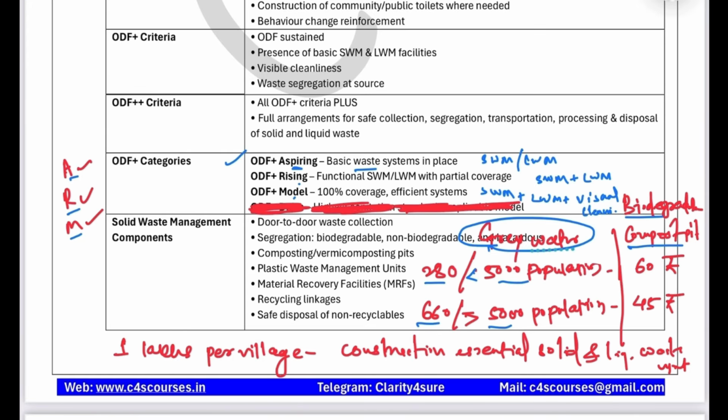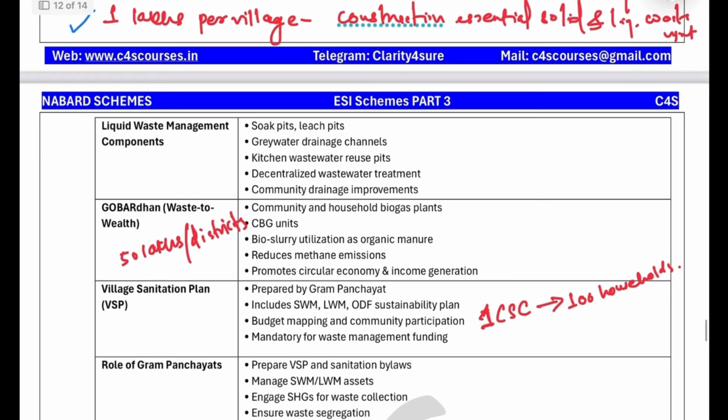Then there is also the assistance for compost, pit and biodegradable waste management. For less than 5,000 population, you will receive 60 per capita, and for more than 5,000 population, you will receive 45 per capita. These are the numbers and values mentioned in the PIB, and that too a recent PIB. So these are really important, please revise these. Again, up to 1 lakh per village will be provided for construction of essential solid and liquid waste management assets.